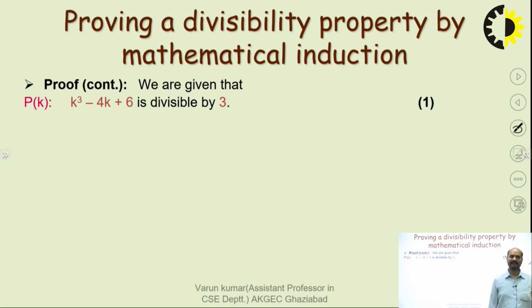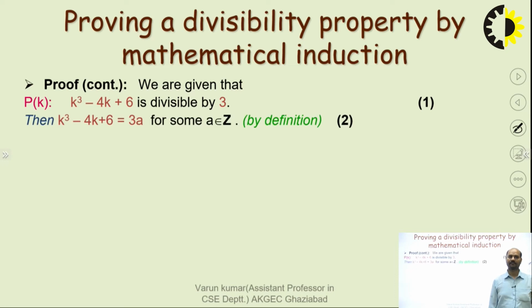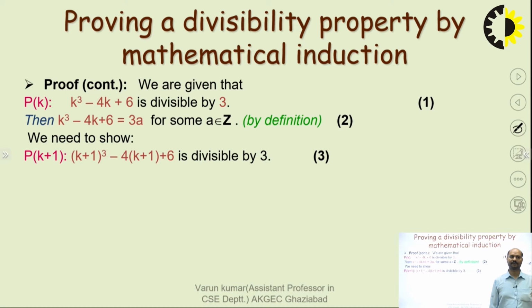So we assume that k to the power 3 minus 4k plus 6 is divisible by 3. So we write this particular function as 3a, and we need to show that it is also true for k plus 1. So we substitute k plus 1 in place of k, so it becomes k plus 1 whole cube minus 4 times k plus 1 plus 6. So we expand the formula of a plus b whole cube, which is a cube plus b cube plus 3a square b plus 3ab square.